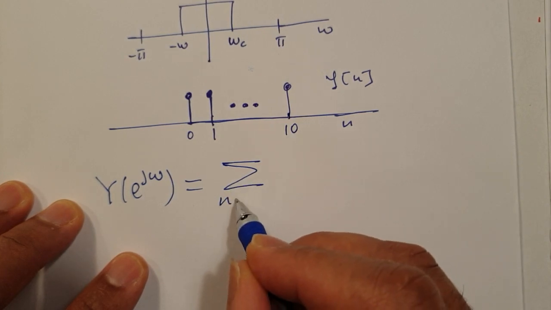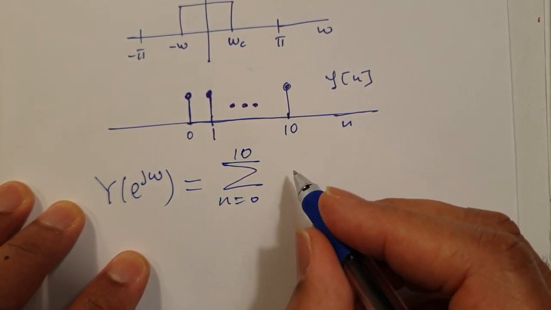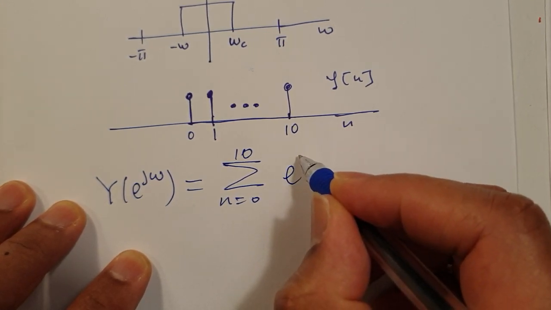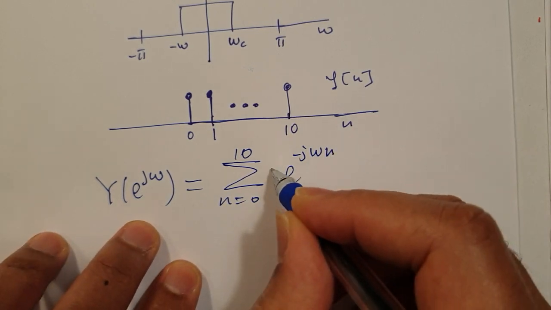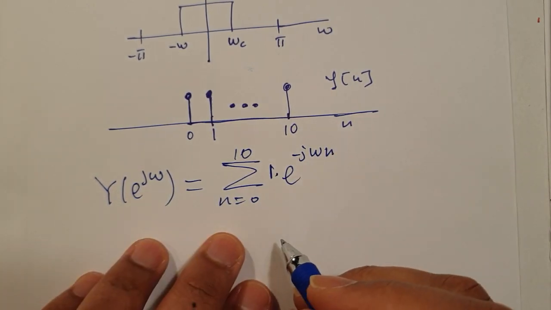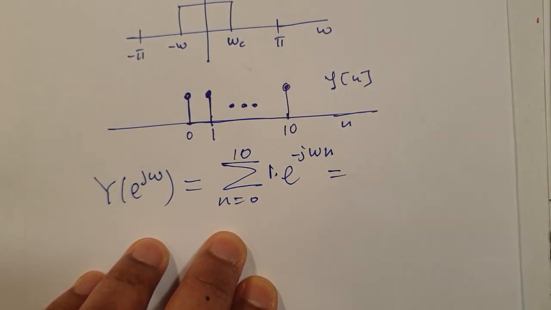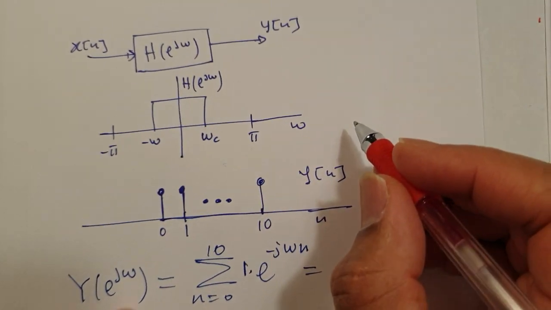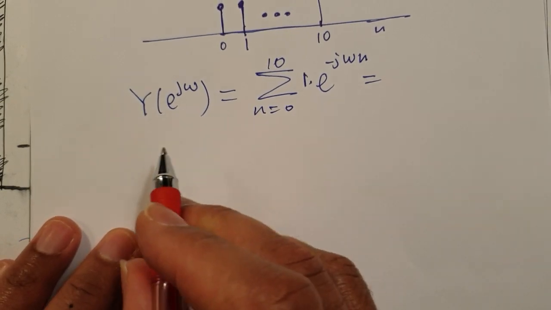I can write it as a sum for n from minus infinity to infinity, but I know that this sequence is finite. It starts at 0 and goes to 10, of e to the minus j omega n multiplied by 1. I'll put it here, but it would not be necessary. So now when we apply the formula, I hope you remember this as well, but anyway, I will write it down here. This is the form that we will be using.